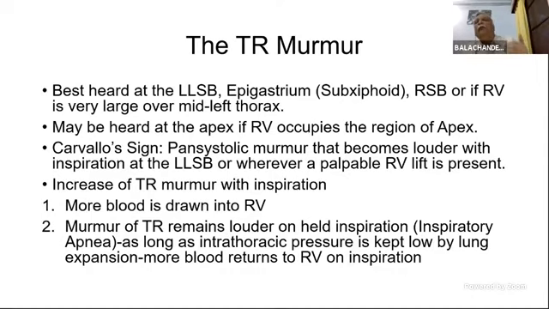One of the important murmurs is the early diastolic murmur of aortic regurgitation. You'll have to make the patient stop his respiration, otherwise the AR murmur is confused with the respiratory sounds. But here, the murmur of TR remains louder on held inspiration. That is called inspiratory apnea, simply because the intrathoracic pressure is kept low by lung expansion and more blood returns to the RV on inspiration. Next slide.